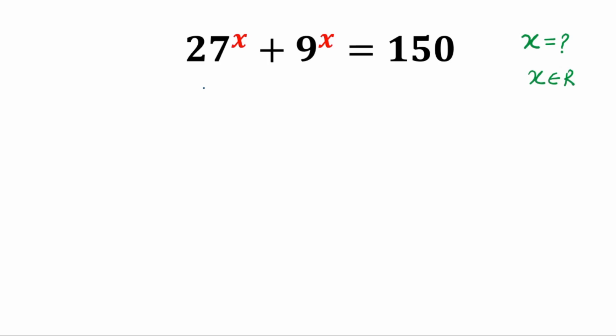Hello students, in this video we are going to solve a nice exponential problem. We have 27^x + 9^x = 150. Here we need to calculate all possible values of x, where x belongs to the real numbers.